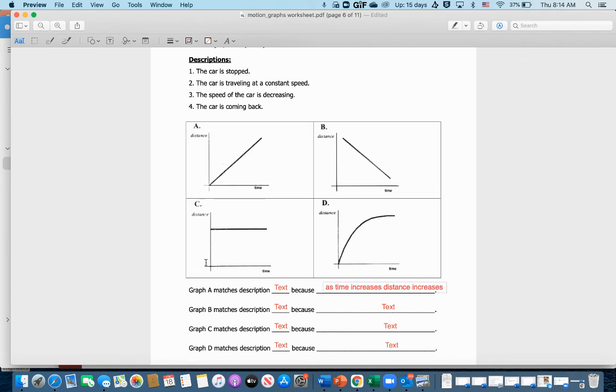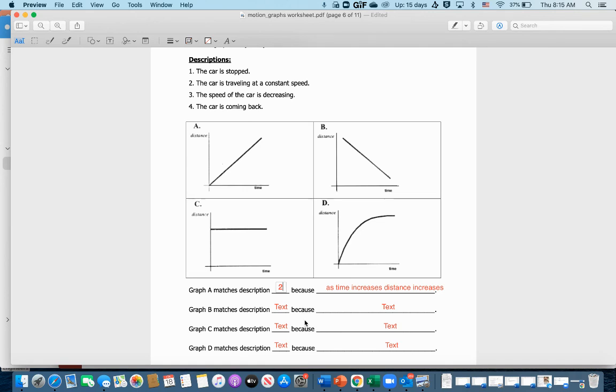Okay, well, what does that describe here? We've got 4 descriptions. The car is stopped. The car is traveling at constant speed. The speed of the car is decreasing. The car is coming back. Well, the car's not stopped, right? That would be the same distance. The car is traveling at a constant speed is what we're looking for, because as time increases, it keeps covering more and more distance. That's what we call a constant speed. That was the definition we used before. So I'm going to put in description 2 right here.